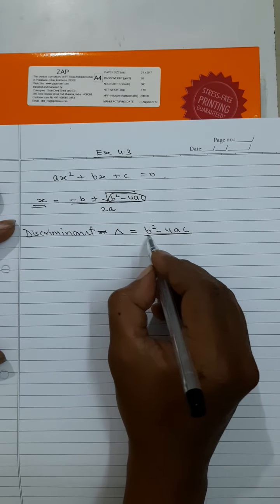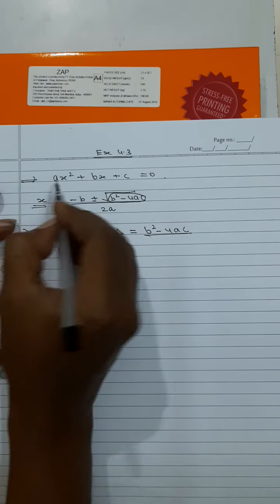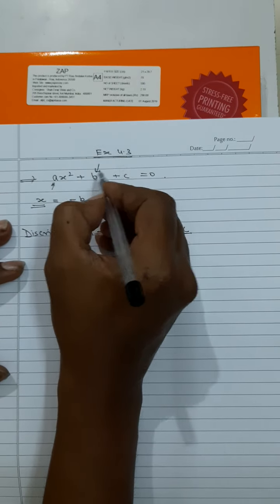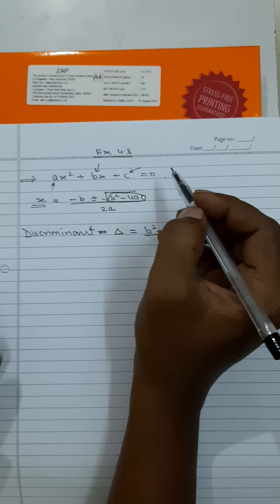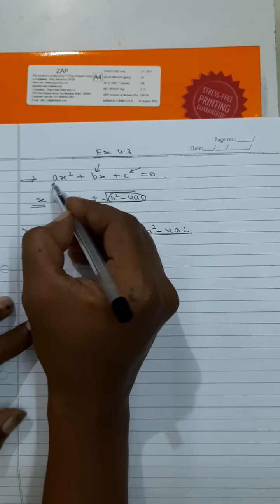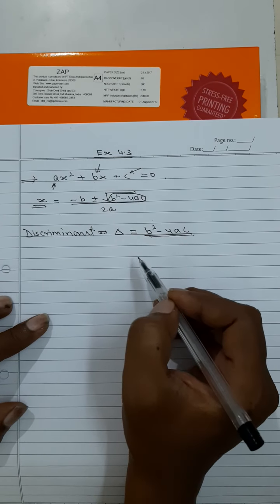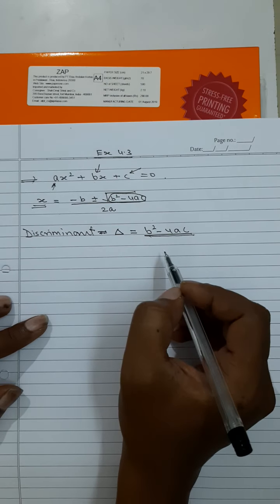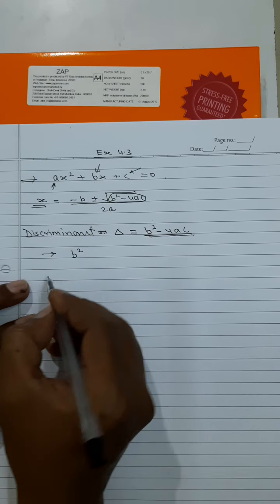Basically, when you calculate this b square minus 4ac, from the equation you will get the values: a is the coefficient of x square, b is the coefficient of x, and c is the constant. When you get these values of a, b and c, and you substitute them in b square minus 4ac, then you will come to know that one of three conditions will be there, my dear students.